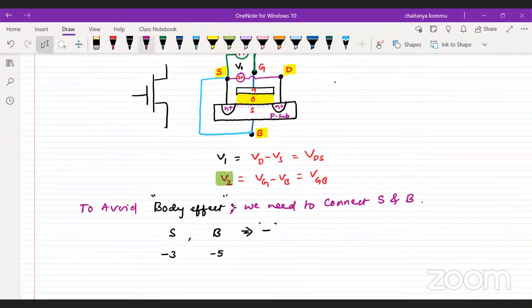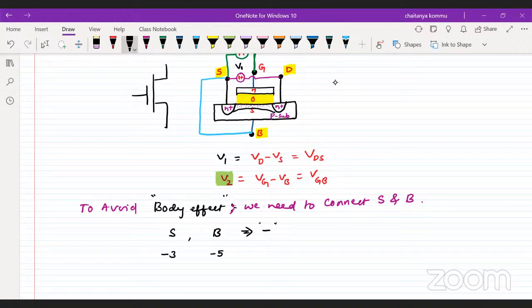In that situation, what will happen if the bulk and source are not at the same potential? The depletion region formed under this place will be very high. Normally a depletion region is formed here initially, and it will increase if the source and body are not at the same potential. What will happen if the depletion region increases under the silicon dioxide? We have to apply more potential at the gate in order to attract the minority carriers.